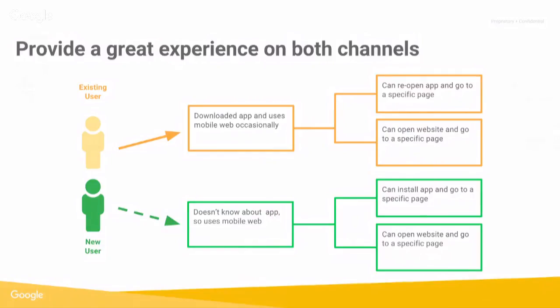Keep in mind that it's good to have a good understanding of the dynamic between existing users and new ones. For example, existing users may download the app and use the mobile web from time to time. Then they would reopen the app and go to a specific page, or they would go directly to the website. While new users may not know about the app, so they will keep looking at the mobile web. Within the mobile web, they could start downloading the app or just keep being active on the mobile web. So it's important to have a good overview of how these dynamics look today for your clients.